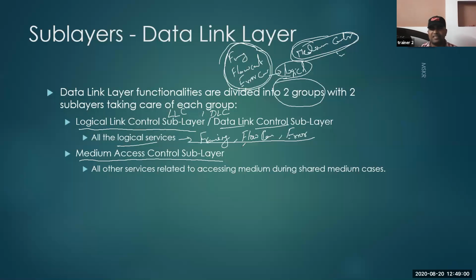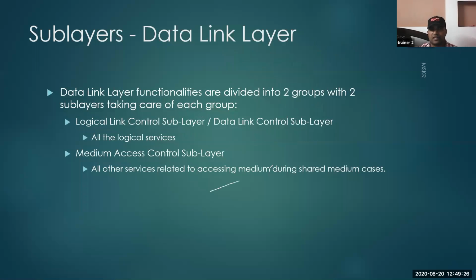But if the information is completely lost in the medium, the receiver will not know that the sender sent some information. The sender does not know whether the receiver received the information or not. If it is not an acknowledged communication, then who will take care of that? That is also taken care of by the medium access control sublayer. Okay, so up to this point it is clear.